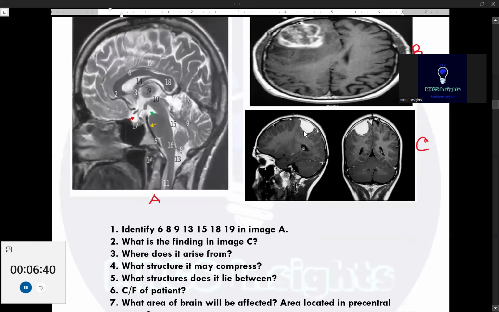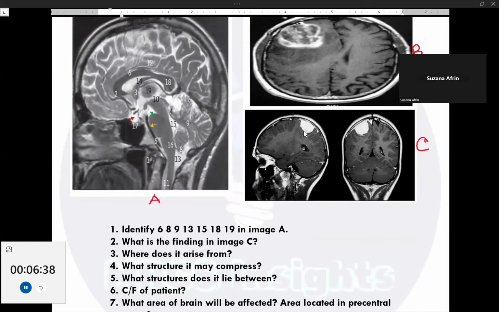In between which structures? It lies between the falx cerebri and the cerebral hemisphere. Can you tell me the clinical features of this patient? This patient can have nausea, vomiting, papilloedema, and also all the signs and symptoms of raised intracranial pressure, like the Cushing triad: raised systemic blood pressure, irregular breathing, and bradycardia.